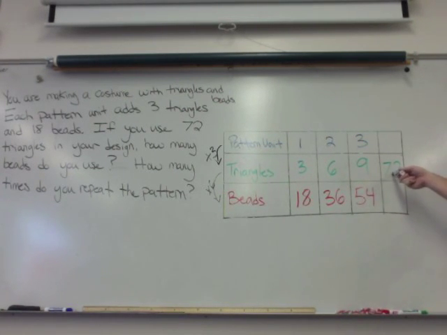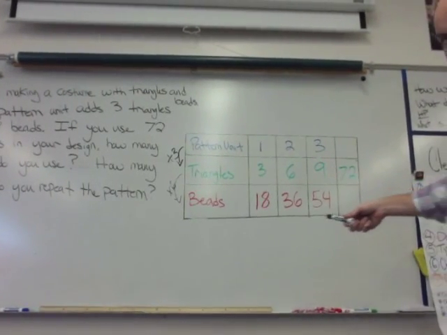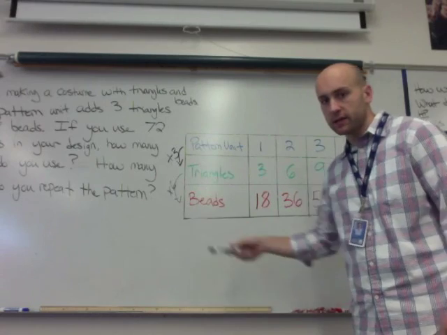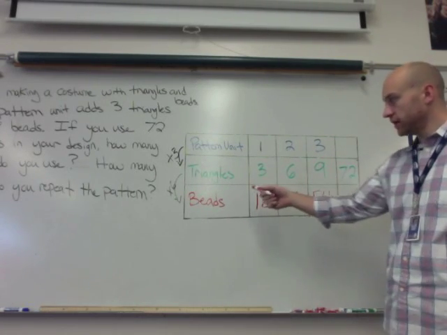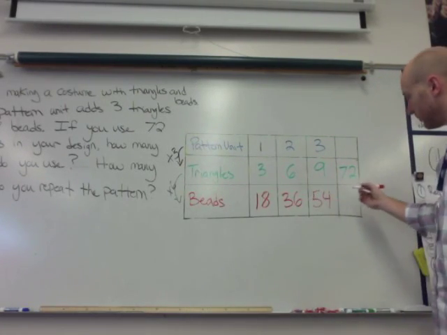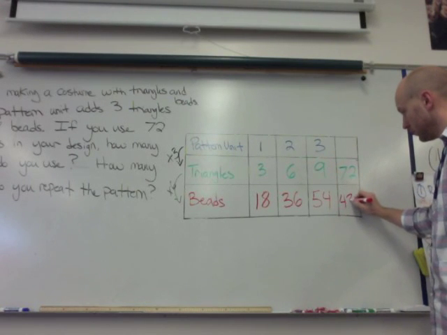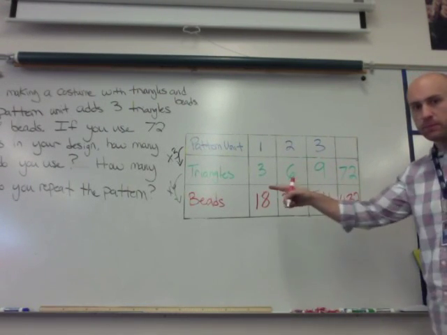Well, if we have 72 triangles and we need to find our number of beads, we know that we just need to multiply by 6. So if we multiply 72 times 6, we get 432. So that's how many beads we would need.